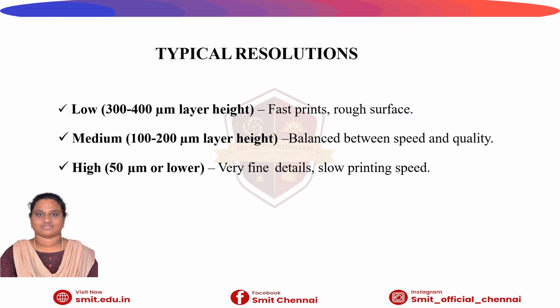So some of the typical resolutions: low means 300 to 400 micrometers. It gives fast prints and a rough surface. Then medium, 100 to 200 micrometers. This is balanced between speed and quality. Then high means 50 micrometers or lower. It will give very fine details, and it is a slower printing speed.